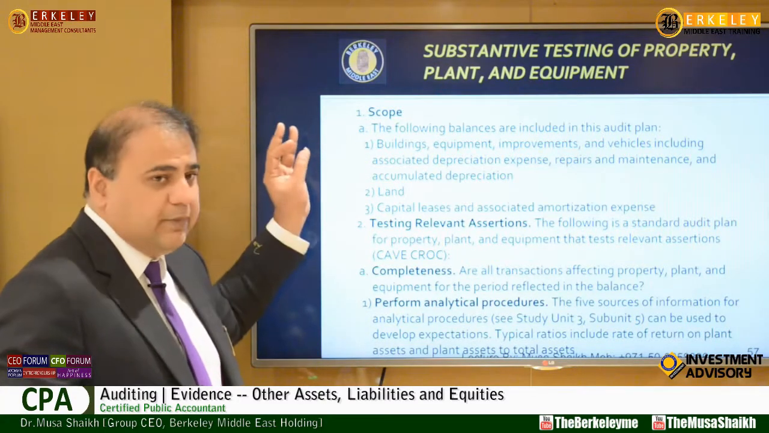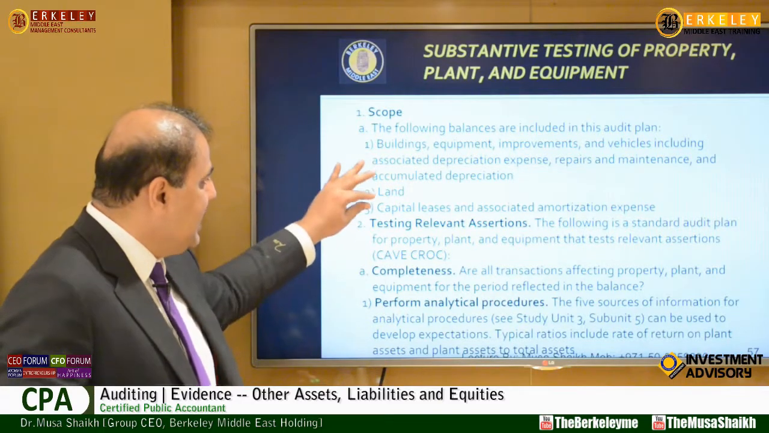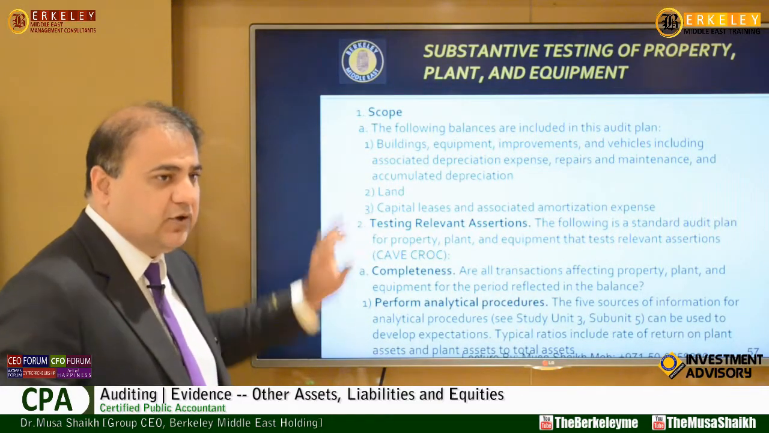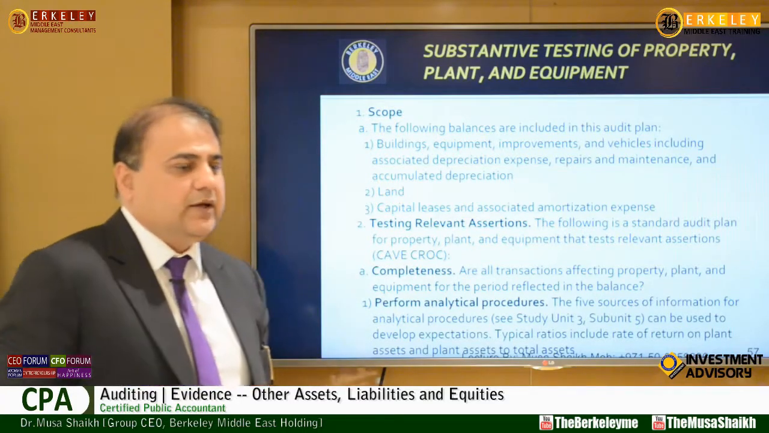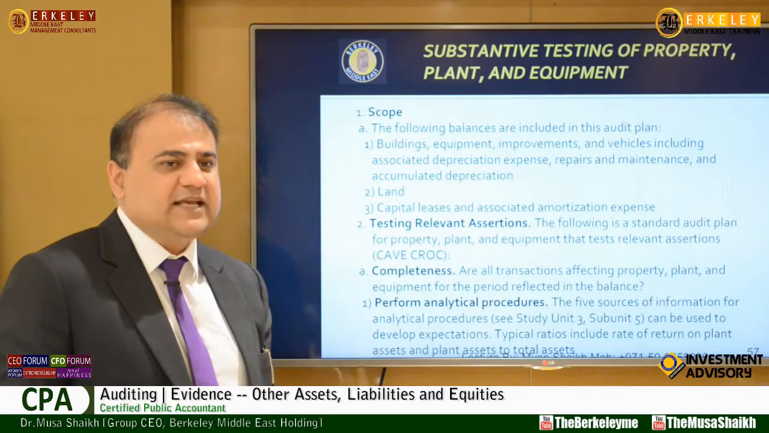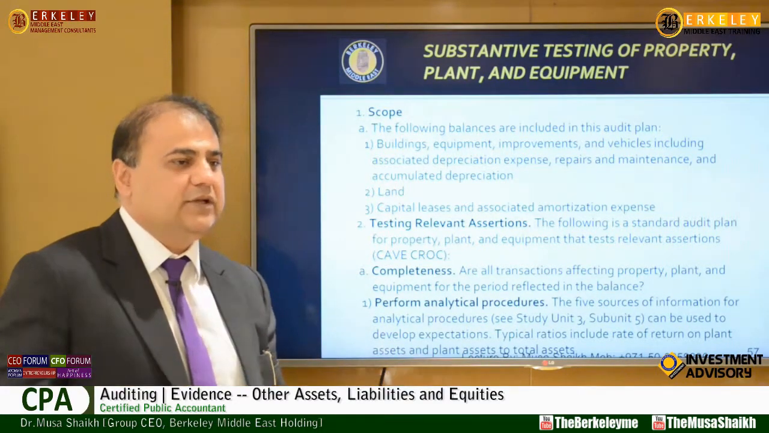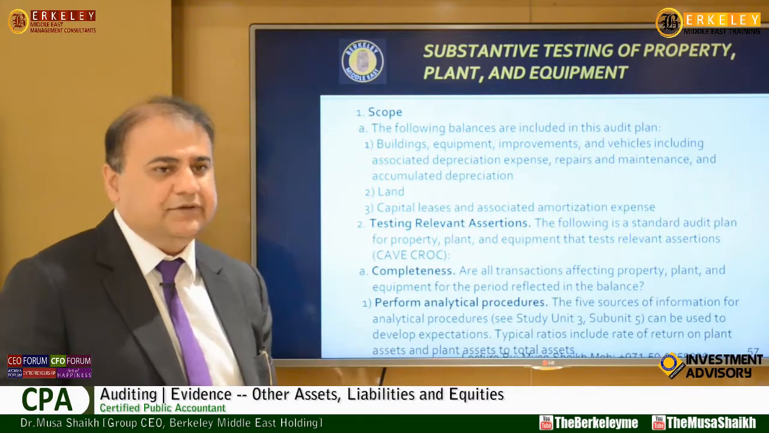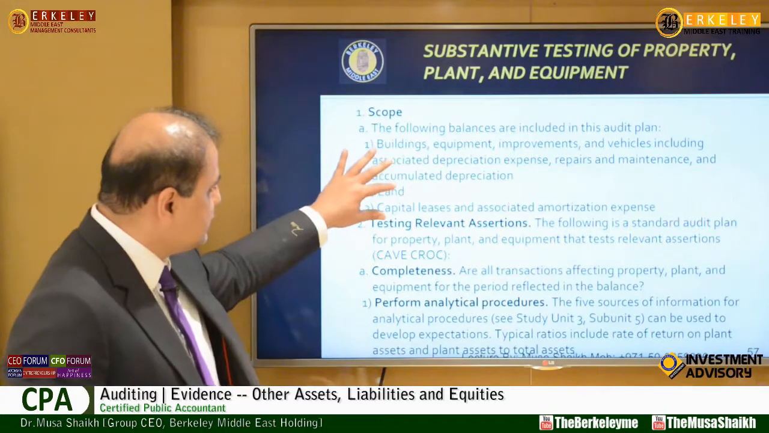So we will check building, equipment, improvements, vehicles, land, capital lease. Now we are talking about assets. So assets will be, you have building. This year you have an extension in building. You add a machinery, you have put another machinery with it. So addition, deletion, land, equipment, all this will come in your scope.